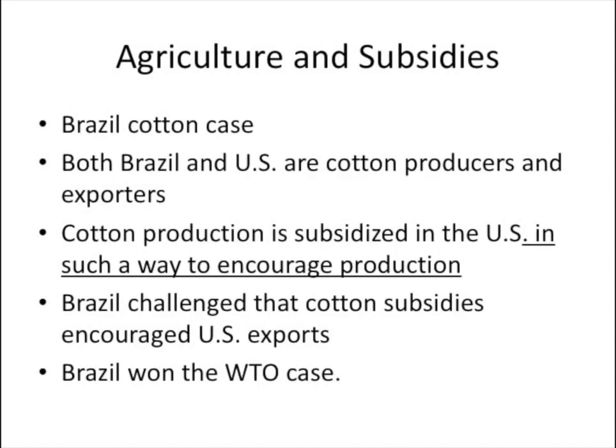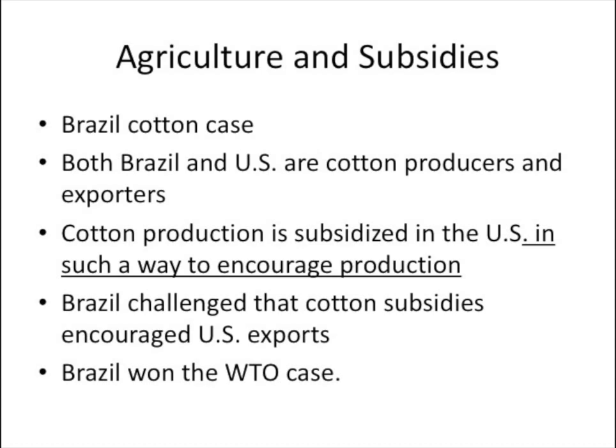Another barrier to trade that may not be immediately evident is subsidies. And this came up in a GATT case in Brazil. Brazil sued the United States over cotton. Both Brazil and the U.S. are cotton producers and exporters. So both U.S. and Brazil export cotton. Cotton production was subsidized in the United States in such a way as to encourage production. And that underlined part of that sentence is important.